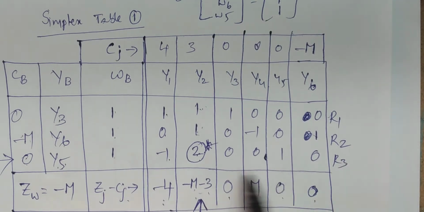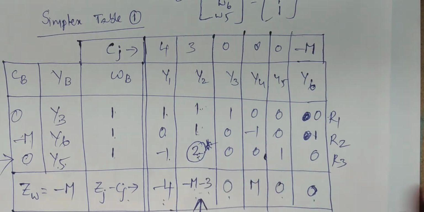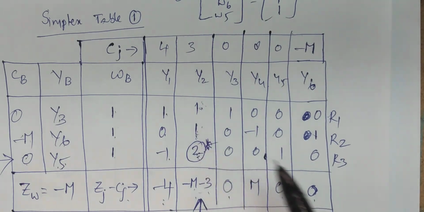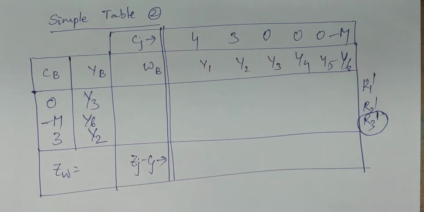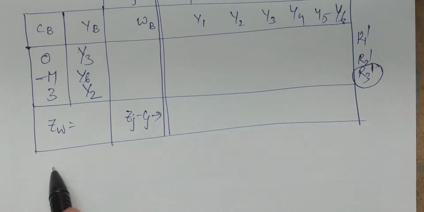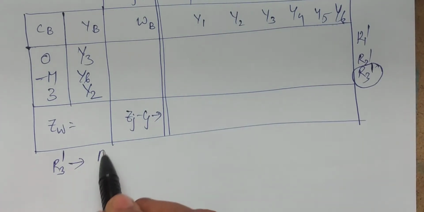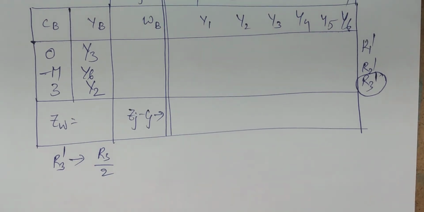Now you observe here in R3 the pivotal element is 2. You have to convert it to 1. Therefore R3 divided by 2. The remaining two elements are 1 and 1. You have to convert them to zeros. So you have to convert the pivotal element 2 to unity, that is in R3. Therefore I am writing the operation here. R3 dash is R3 divided by 2, that's all. This is the first operation.